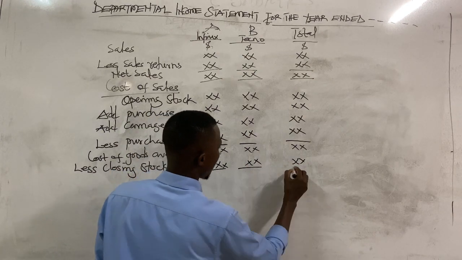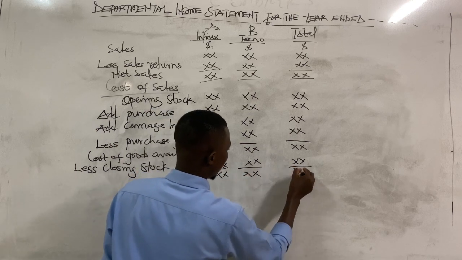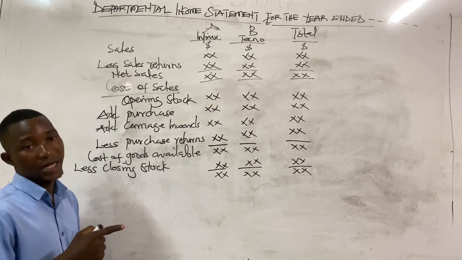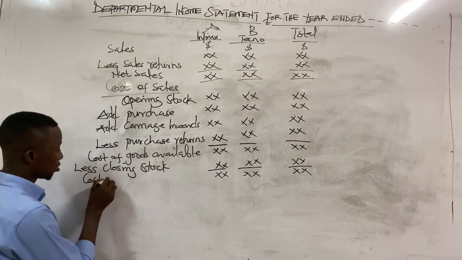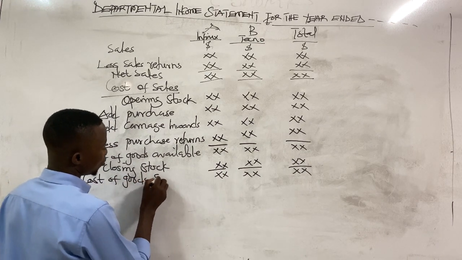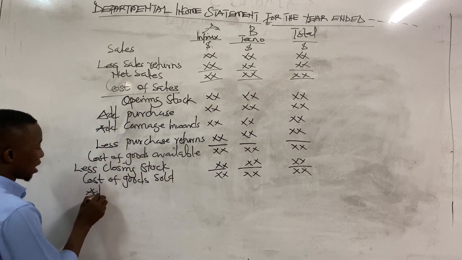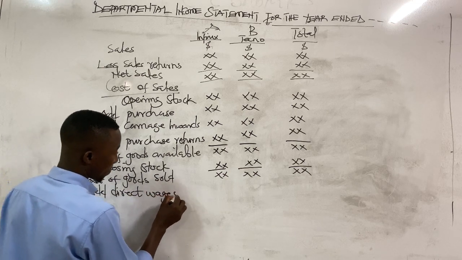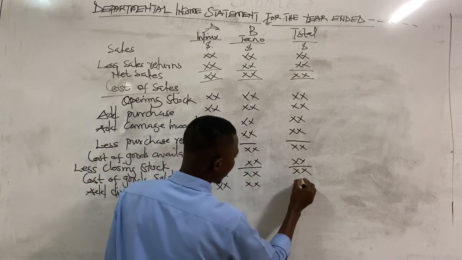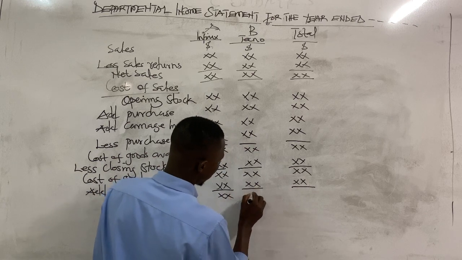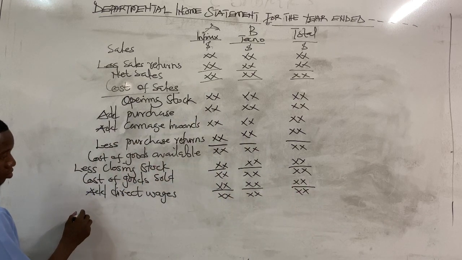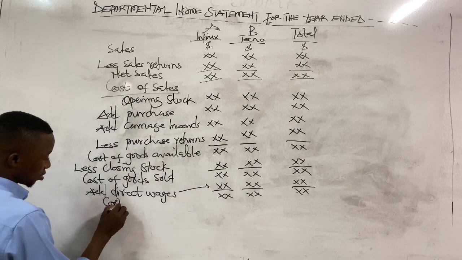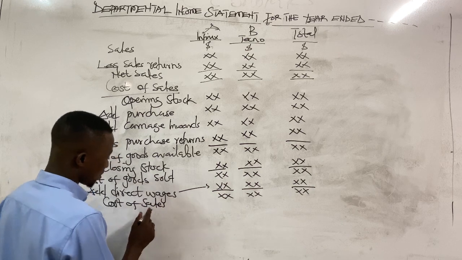These are the two terms, okay? So this amount could be the cost of sales or the cost of goods sold. It will only be cost of goods sold when there is no direct wages. So, cost of goods sold. That is when there is direct wages, then we add it. Okay, so direct wages, you have to add it. And that is when we add this direct wages, and this will give us the cost of sales. Cost of sales, okay.